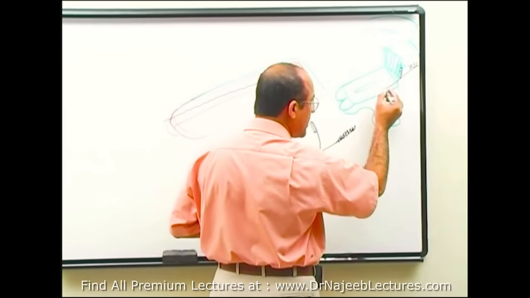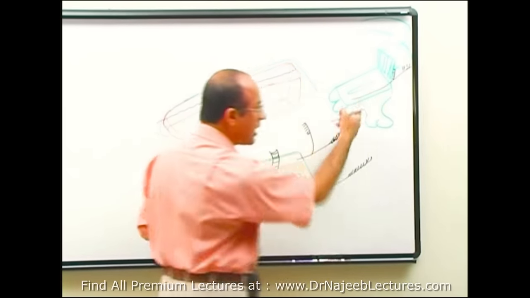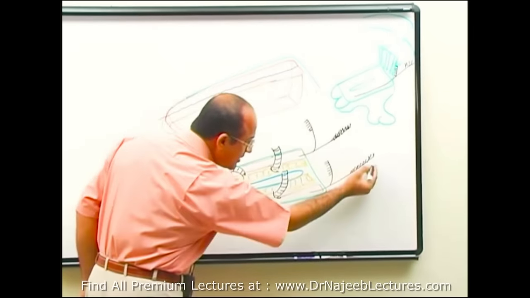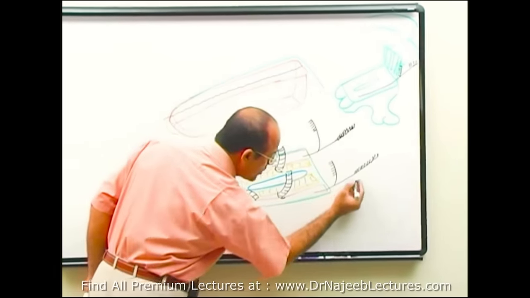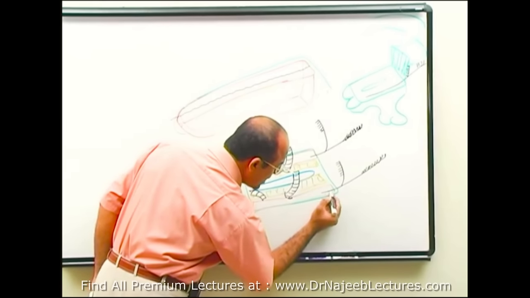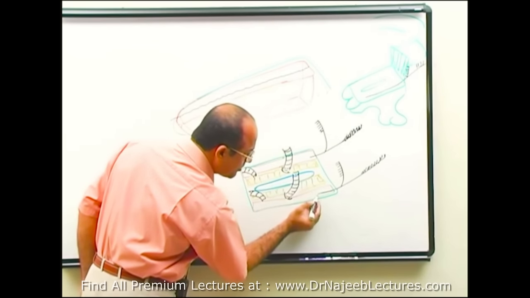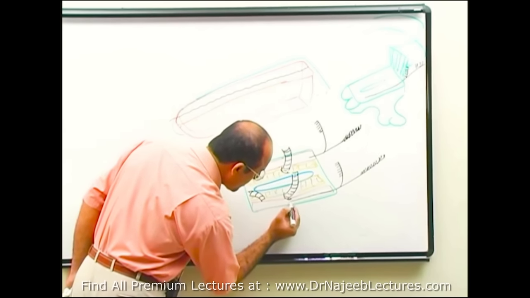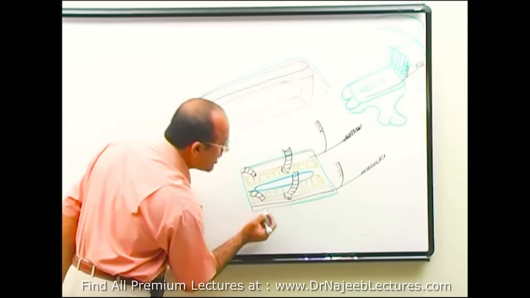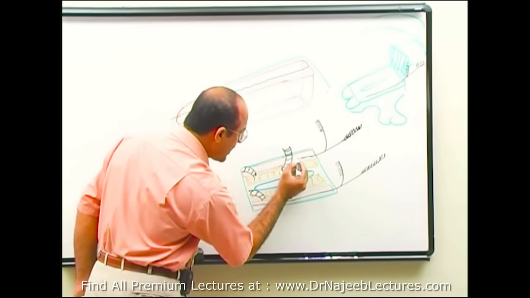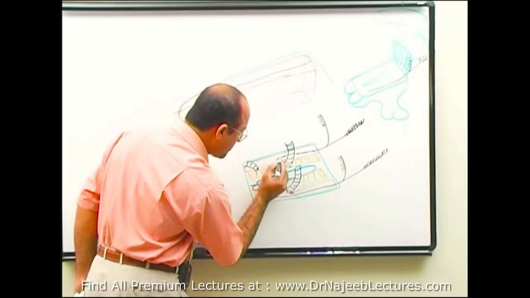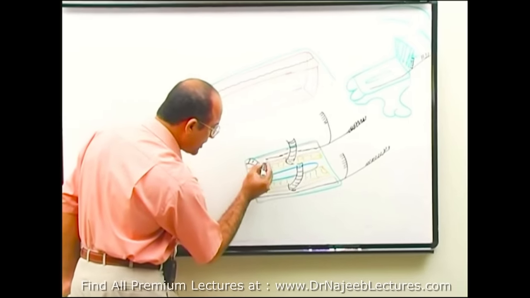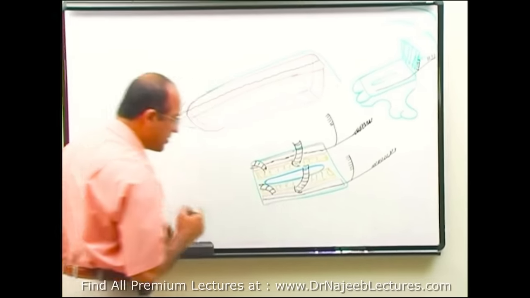Then they're passing through the hypothalamus. Now, these fibers are going backward through the hypothalamus, but through the lateral part of the hypothalamus or medial? Very good. They're passing through the lateral part of the hypothalamus. So these are fibers which are traversing anteroposteriorly through the lateral part of the hypothalamus.